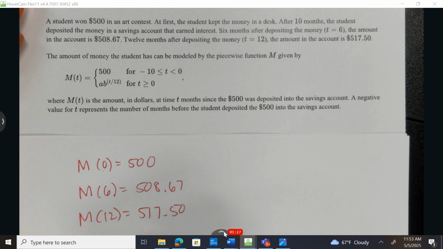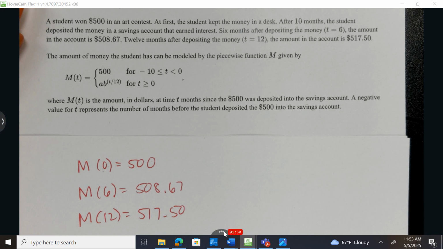We know m of 0 equals a times b raised to the 0 divided by 12. And we know m of 0 is equal to 500. So 500 equals a times b raised to the 0 divided by 12. One equation. I'm going to write these all down.